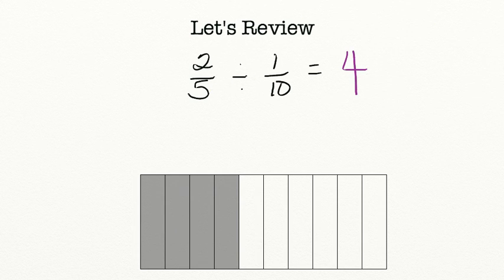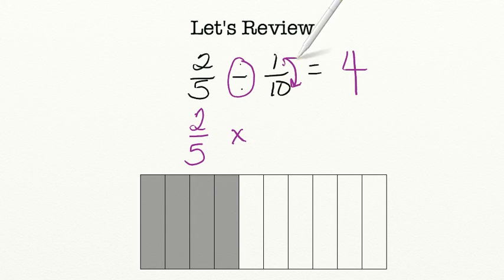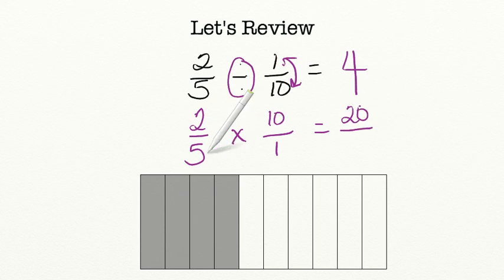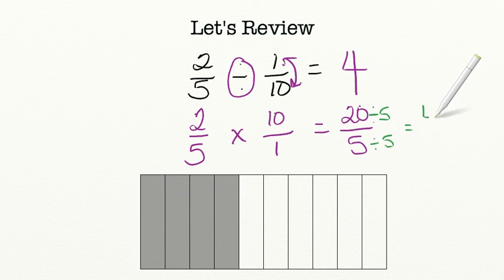Another way to practice this strategy instead of using a model is to use the flip and multiply strategy. So you rewrite your first fraction, which is 2/5, and then you find the inverse of division, which is multiplication. Next, you find the reciprocal of 1/10, which you can do by flipping this fraction. Once you've completed that, you can multiply across. 2 times 10 equals 20, and 5 times 1 equals 5. And your last step is to simplify or convert into a mixed number if you need to. So if we divide 20 by 5 and 5 by 5, we will get 4 wholes.